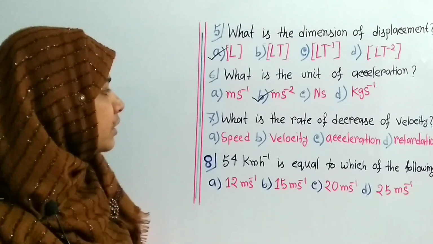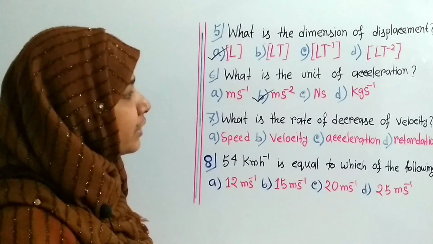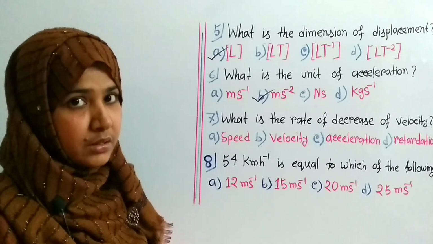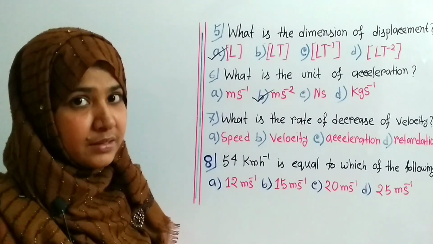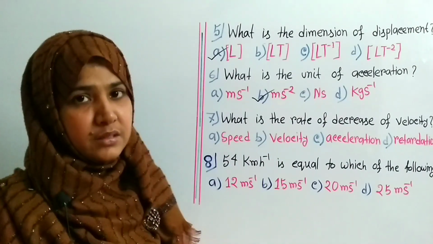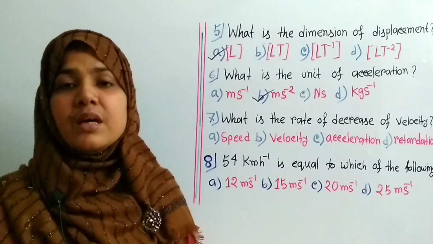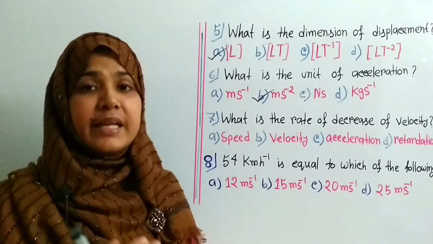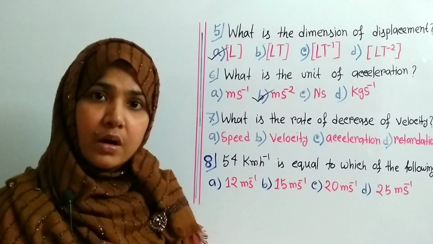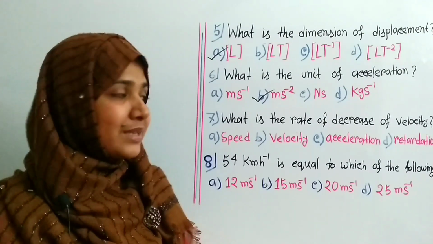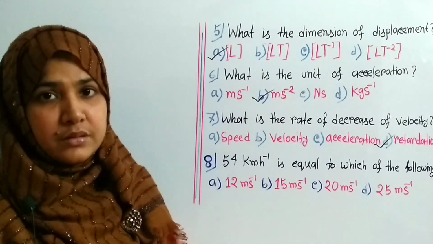Now in question 7, what is the rate of decrease of velocity? Here the options are speed, velocity, acceleration, and retardation. You know that decrease of velocity means negative acceleration, and negative acceleration is defined as retardation or deceleration. So we can say that option D is the right answer.